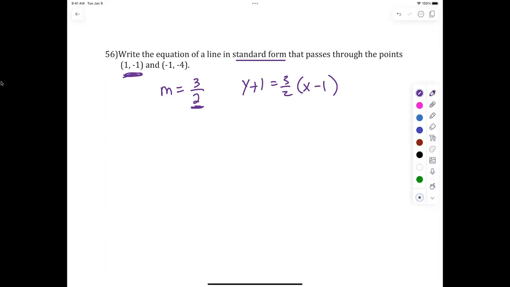Everybody okay with that? Now, the biggest mistake kids make is they put x and y in the wrong spot. So make sure you do that. Everybody's good? Now, are we allowed to have fractions? So that means I need to clear out the fraction by multiplying by 2. So if I multiply by 2, the left side becomes 2y plus 2. And if I multiply the right side by 2, the 2 and the divided by 2 do what to each other? Cancel out.